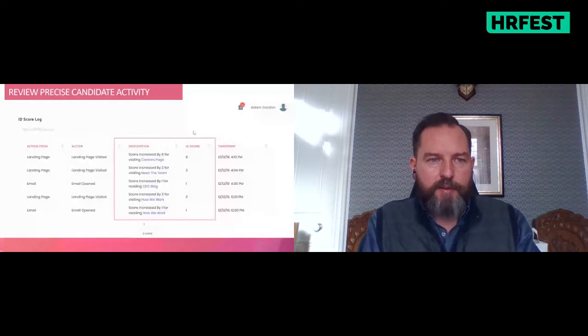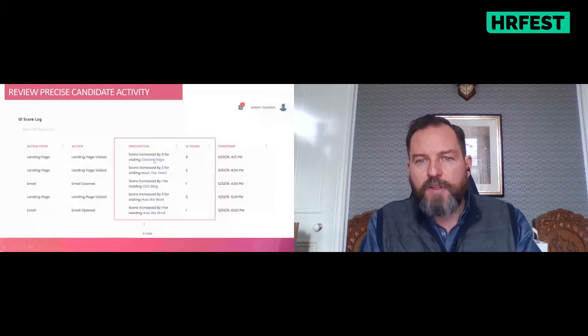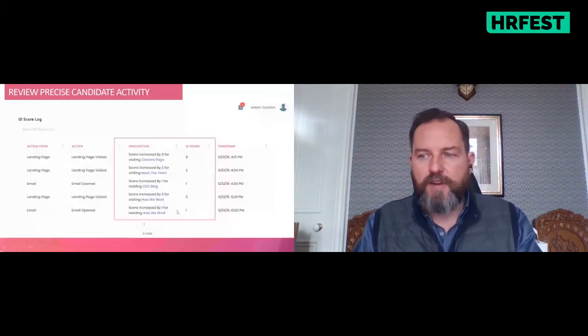So in this example, the candidate opened an email about how we work, looked at the landing page for how we work, read the CEO's blog, looked at Meet the Team, and looked at a job description on the careers page. So as a recruiter, I know what to say. I know how to build rapport with that candidate very, very quickly.